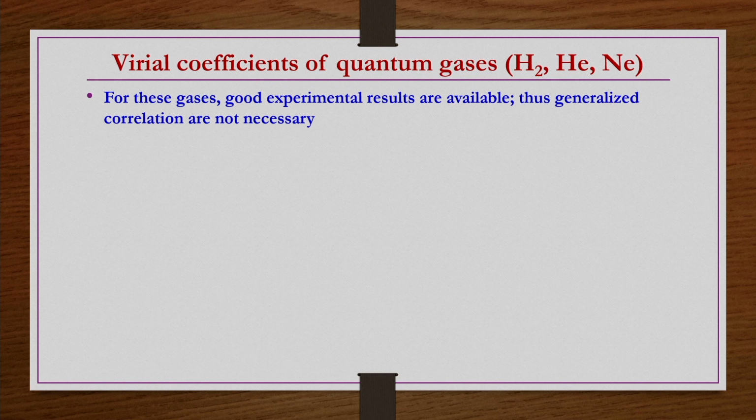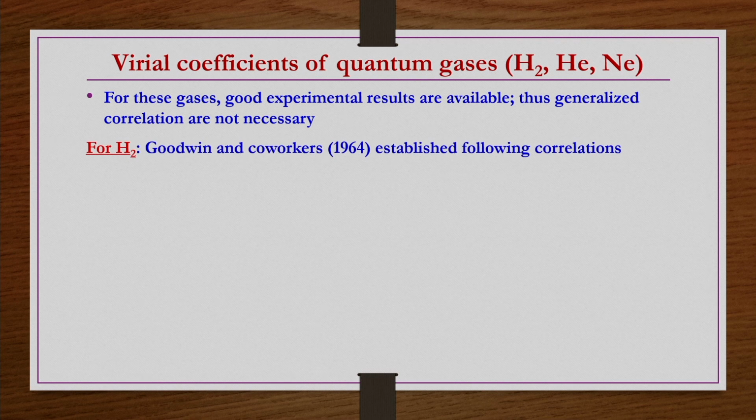Now, before concluding this lecture, we will also see a few virial coefficients of quantum gases like hydrogen, helium and neon. For these gases good experimental results are available, thus generalized correlations are not necessary, because the reliable experimental results are directly correlated to the dimensional form of the second virial coefficient, that is B, and the dimensional form of the third virial coefficient, that is C, straightforwardly without making them reduced or dimensionless.